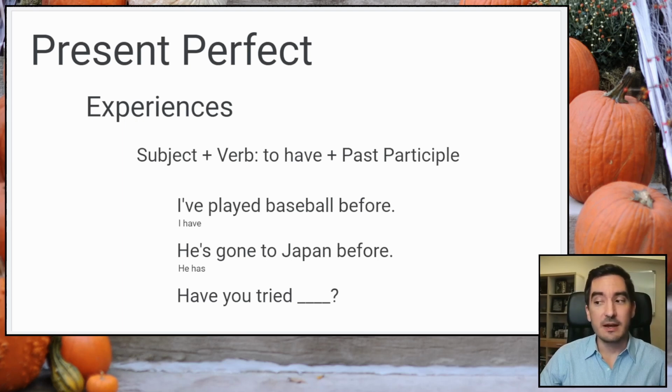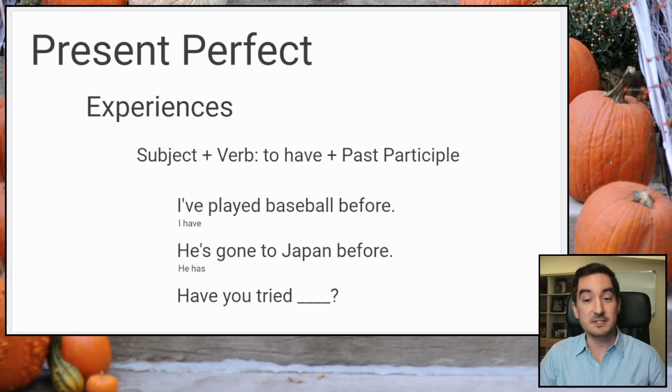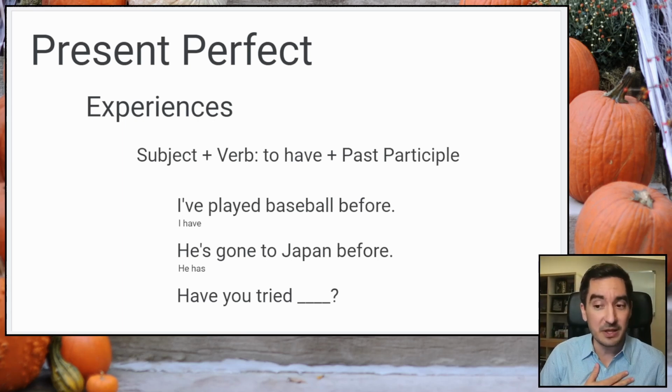For example, an experience in my life. I might say, I've played baseball before. So when I was younger, I played baseball. So in my life, my experience, I can say I've played baseball before. And I've is short for I have, okay? So I is the subject, have is the to have verb, and then the past participle is just played, okay?